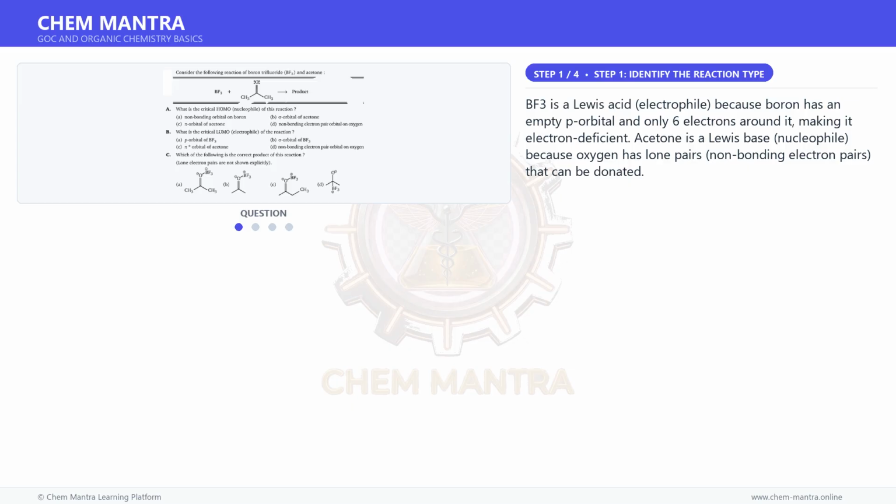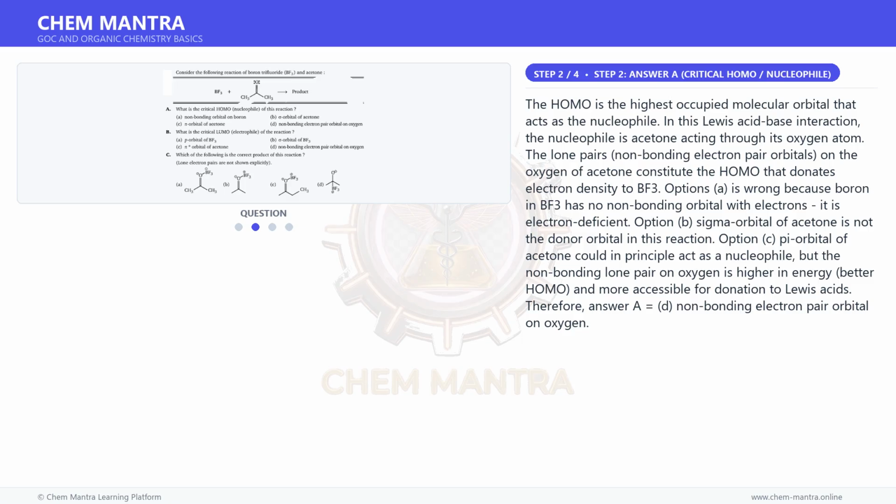BF3 is a Lewis acid, electrophile, because boron has an empty p orbital and only 6 electrons around it, making it electron deficient. Acetone is a Lewis base, nucleophile, because oxygen has lone pairs, non-bonding electron pairs, that can be donated. Moving on to the next step.